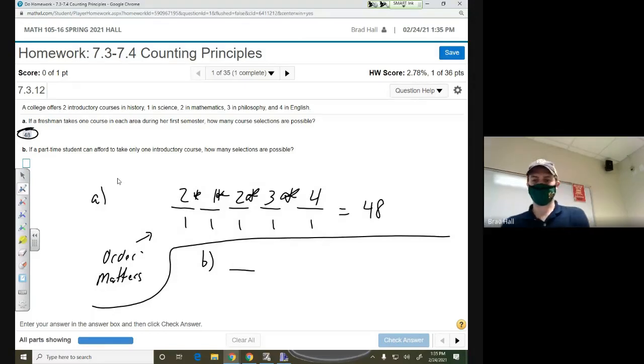What number would go into that dash? 5. So that's not 5. That's the total number of courses available. There's 5 courses available, but that's not the total number of selections.